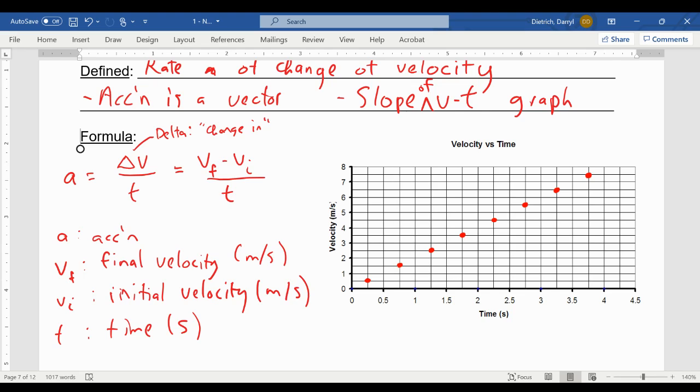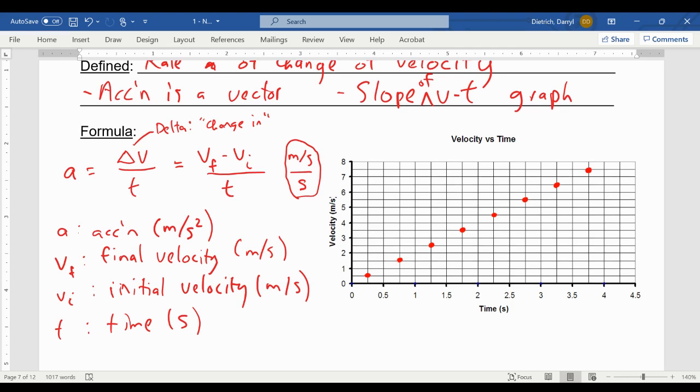So for acceleration, if we look at the units in the formula, our change in velocity is in meters per second, divided by time in seconds. So it's meters per second per second. Another way that we talk about that is meters per second squared. So acceleration has units of meters per second squared.